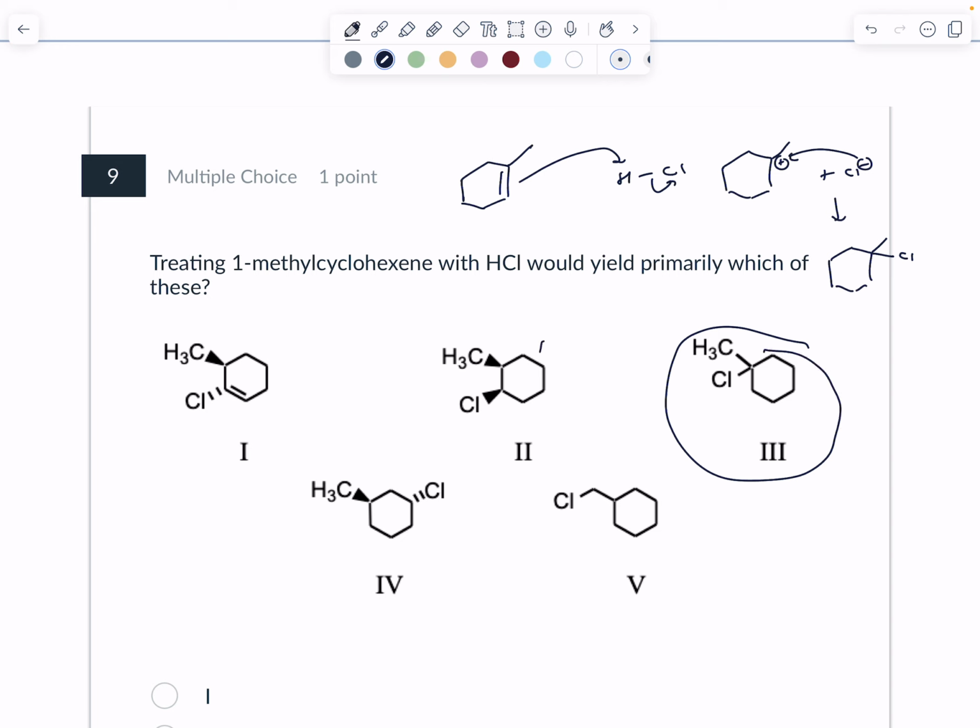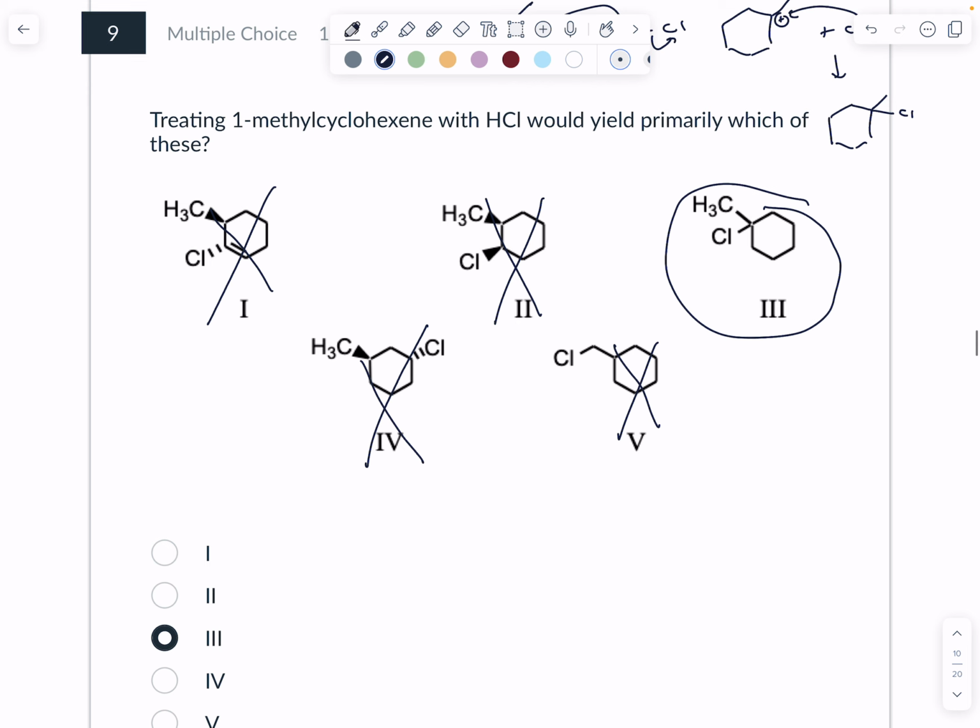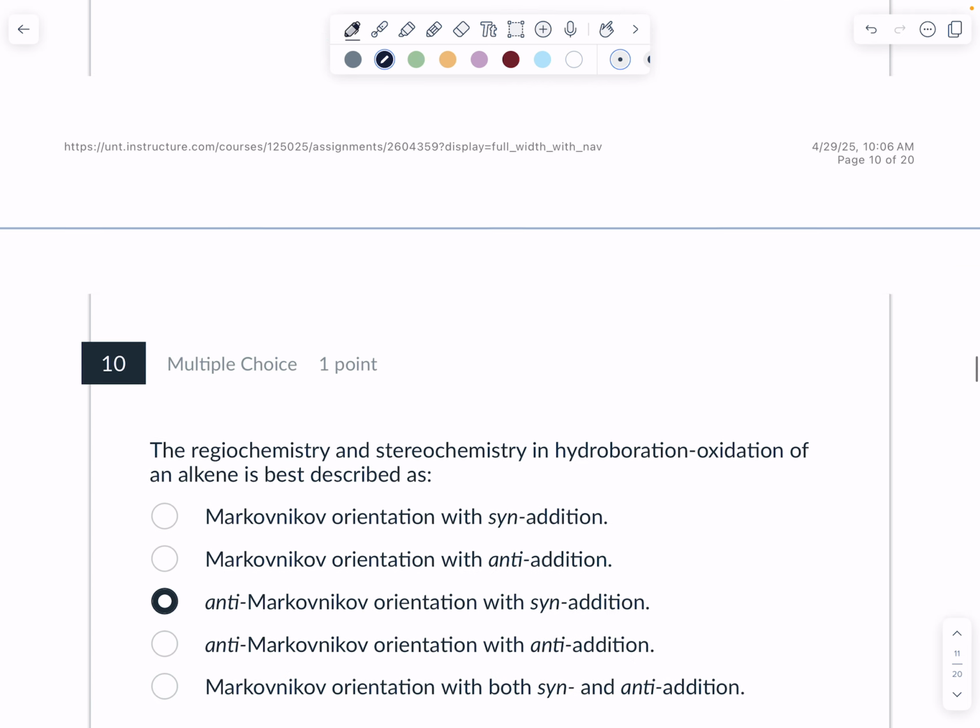This one is wrong because the carbocation would have been on the less substituted carbon, and that's not what happens when we add that H initially. This one is wrong because it still has the alkene. This one doesn't add the chlorine where the alkene is, and same thing here. This one didn't add the chlorine where the alkene was. So answer choice C. Okay.